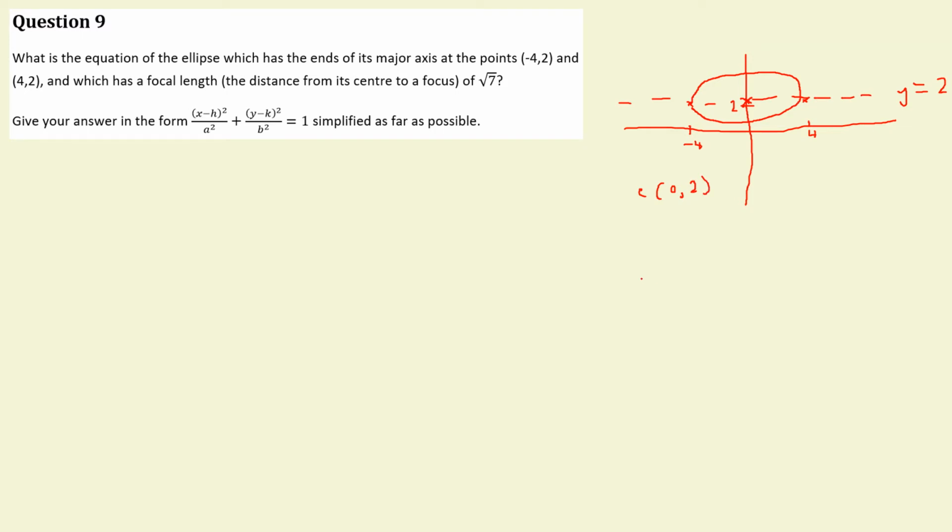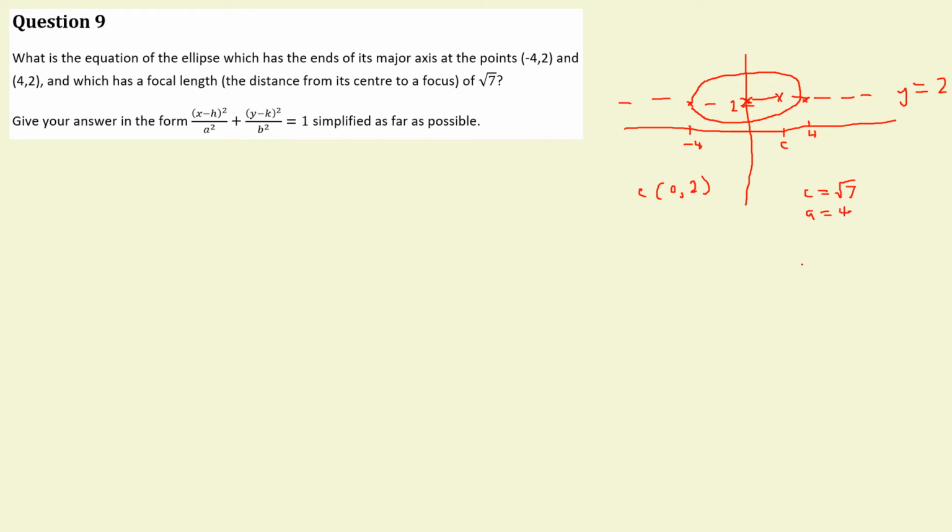And it tells me that the focal length, the distance from its center to a focus, is √7. So, if this coordinate here is c, it's telling me that that distance there is √7. c is √7. Got too many c's, big C and little c here. But I also know, because this is the major axis and that distance from there to there is 4, I also know that A is 4.